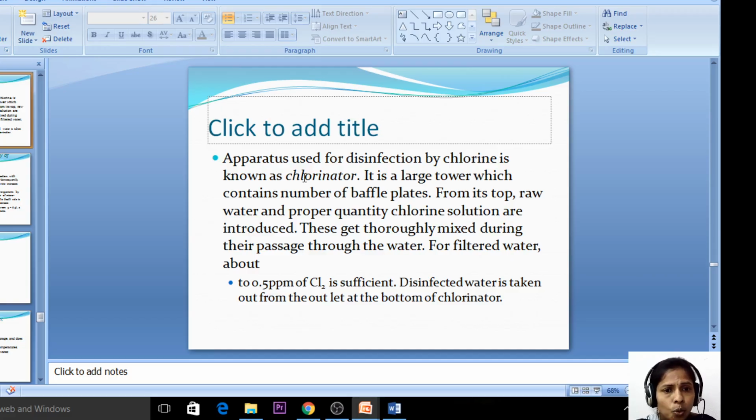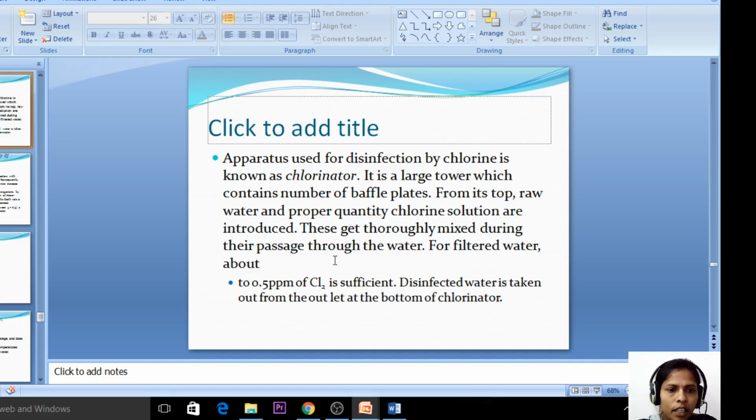The apparatus used for disinfection by chlorine is known as the chlorinator. In the chlorination process, we are using one piece of equipment, known as the chlorinator. In this chlorinator only we perform the chlorination process. It is a large tower which contains a number of baffle plates. From its top, raw water and a proper quantity of chlorine solution are introduced. These get thoroughly mixed during their passage through the tower.